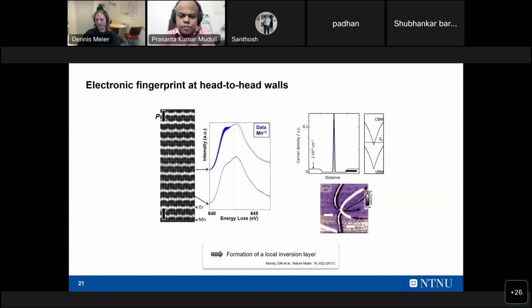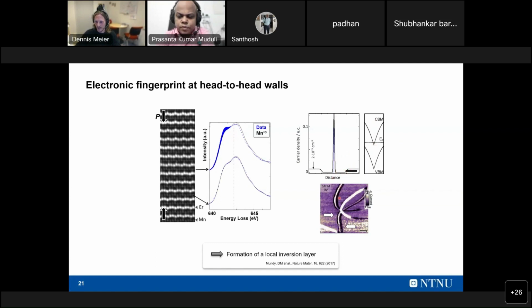And this totally makes sense with also the calculations I showed you before. The conduction band minimum dips below the Fermi energy. So we do not just have a depletion area of holes where it dips below, we have an accumulation, or we have an electron inversion layer forming. And we then learned to do more careful conductivity measurements, and you can even see that then at the middle of the head-to-head walls.